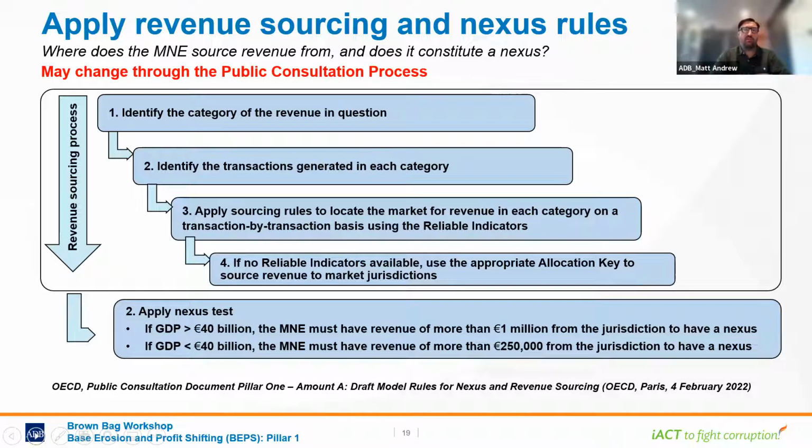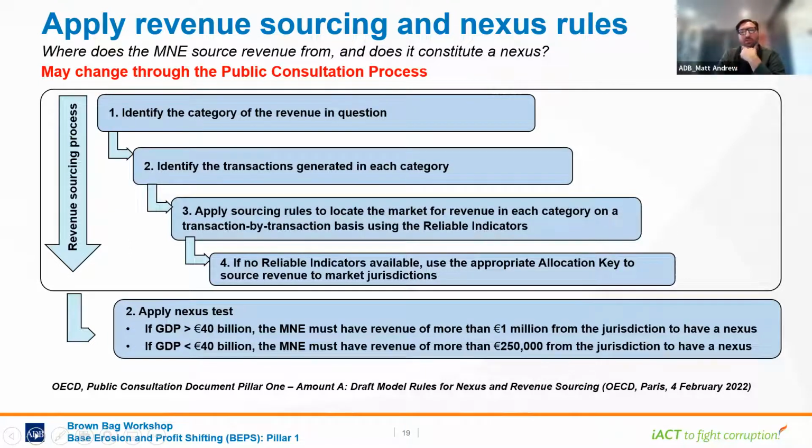So first of all, we find the category of revenue, and the public consultation paper notes that the transaction is categorized based on the ordinary character of the revenue. A transaction comprising different elements that fall under more than one category is characterized on its predominant character. And the paper goes through what predominance means. After we've identified the category of revenue, we then need to identify the transactions connected to these categories, and multinationals will need to categorize transactions to each of the categories. And then thirdly, multinationals will need to apply reliable indicators to source the revenue to a particular market.